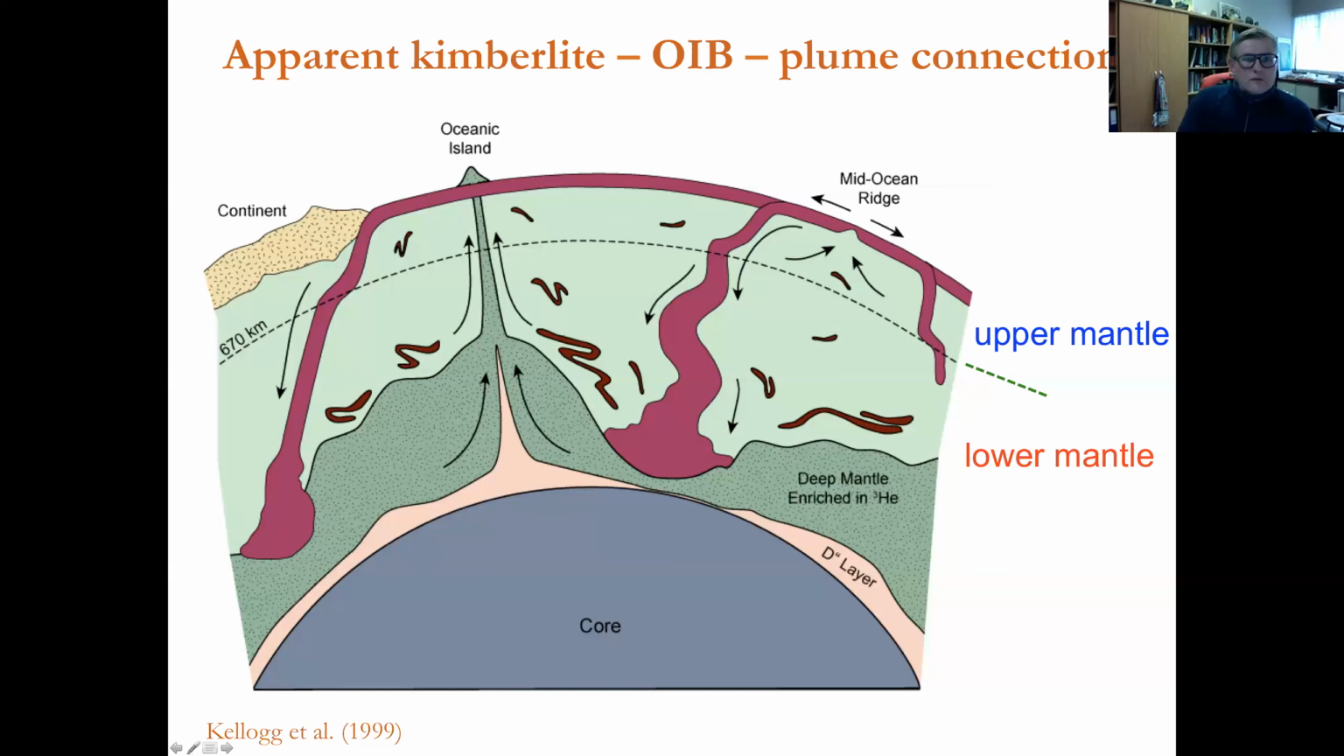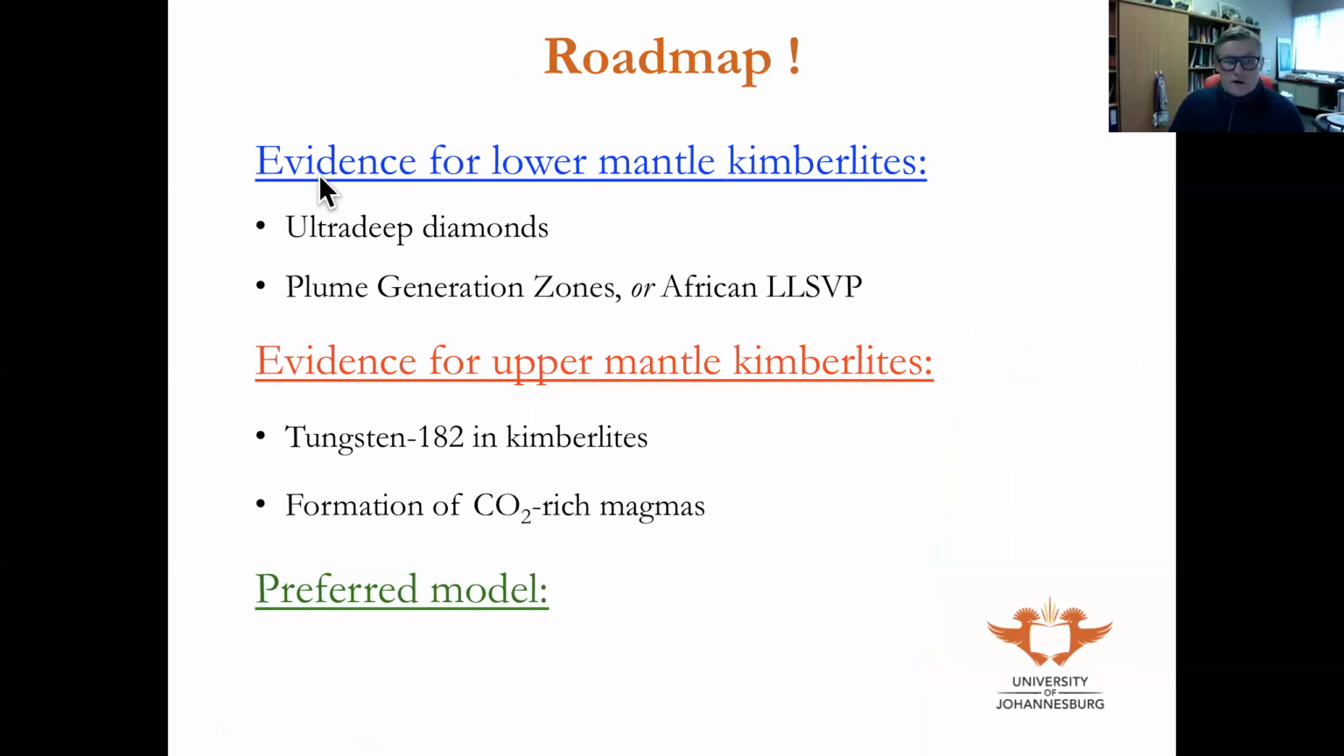So the roadmap for today, first, I would like to show some evidence that may exist for a lower mantle origin of kimberlites. That's on the one hand, the existence of so-called ultra-deep diamonds that are not from the lithosphere, that are from deeper. And then also the evidence that may come from the so-called plume generation zones, or the low velocity shear zones at the core mantle boundary, and in particular the one that's prominent beneath the African continent.